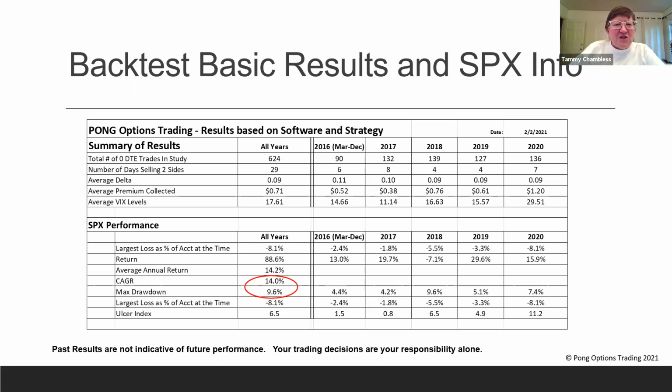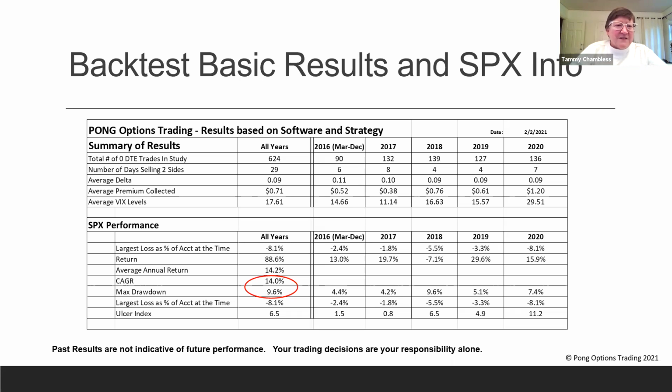You'll see that the average delta that resulted from the trading rules and the strike selections using PONG was around delta 9, sometimes higher, delta 11 in 2016, sometimes a little lower, but on average it was around delta 9. That doesn't mean every day you're going to be selling delta 9. Sometimes those strikes will be delta 5 or delta 3. Sometimes they'll be delta 15. So it really varies. It's not like the old 0 DTE system where you sell a certain delta every day.